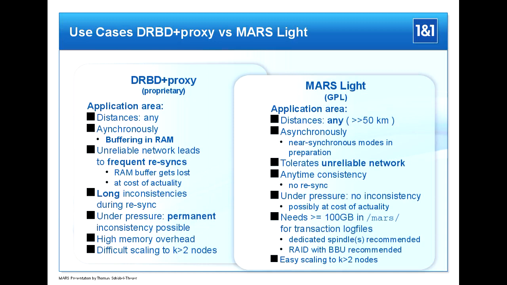I have two slides from my last presentation from a few years ago. This is DRBD plus Proxy. Proxy is also a commercial addition to it, which I'm skipping because of time. I would suggest you read it afterwards. The main difference is that it tolerates an unreliable network. It's designed for long distances, for almost any kind of interruptions and so on.